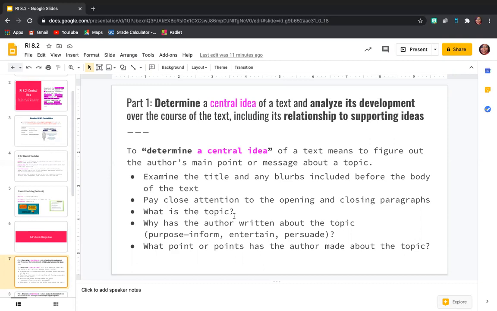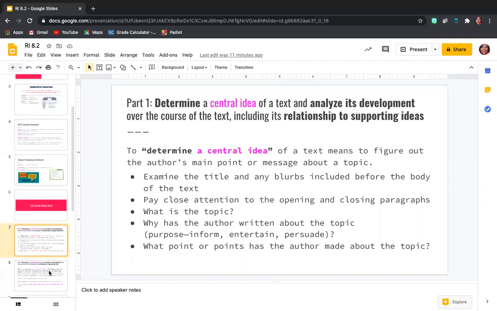What is the topic? Why has the author written about the topic? Is the author's purpose to inform, entertain, or persuade? What point or points has the author made about this topic?